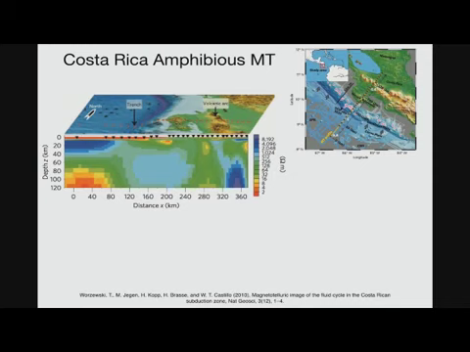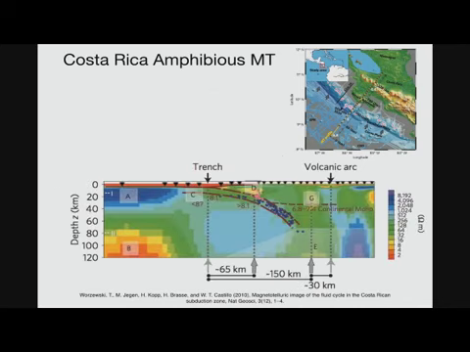Okay, so the first project I'm going to talk about is a survey that was done in Costa Rica. This was about 100 or 200 kilometers to the south of where our project was off Nicaragua. This was done by the German group out of GEOMAR, where they deployed a fleet of MT sensors across the oceanic part of the subduction zone as well as on land. So this was an amphibious project. And this is the conductivity model that they got here. I'm just going to zoom into their interpretation.